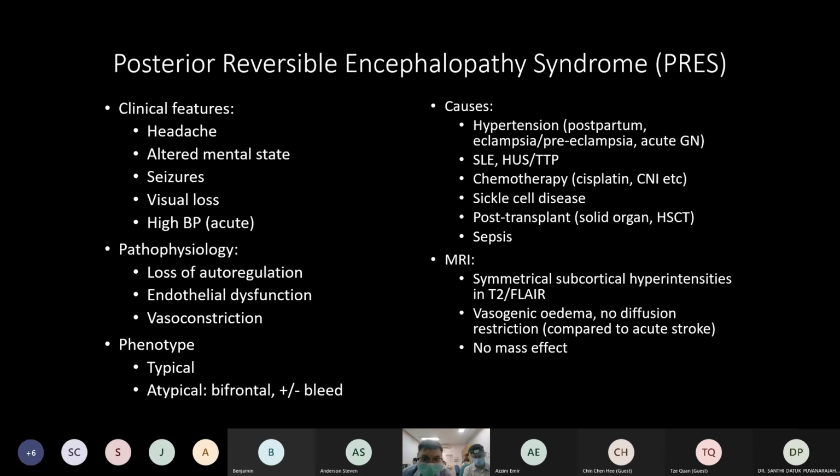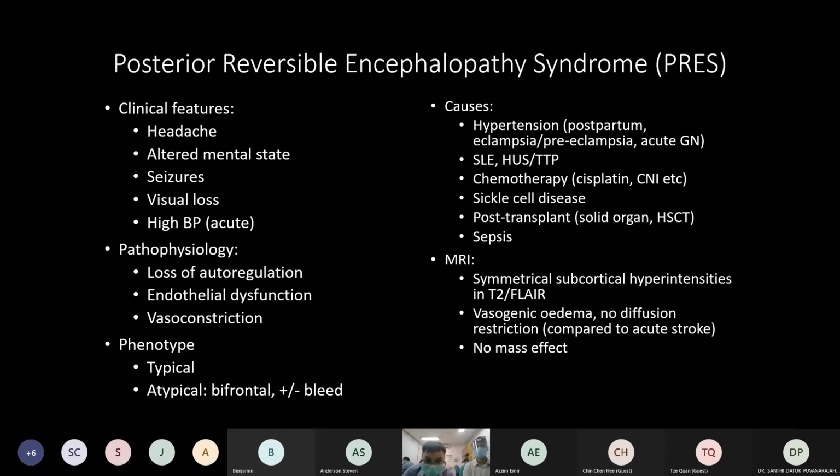Okay, and the cause is usually because of the acute hypertension, be it the postpartum eclampsia, preeclampsia, or acute GN. And then also in conditions like autoimmune conditions, SLE, HUS, TTP, and then post-chemotherapy drugs like cisplatin, calcineurin inhibitors, tacrolimus, cyclosporin, things like that. Sickle cell can also cause it, because it actually causes endothelial dysfunction. And occasionally, a very bad sepsis can also have PRES.